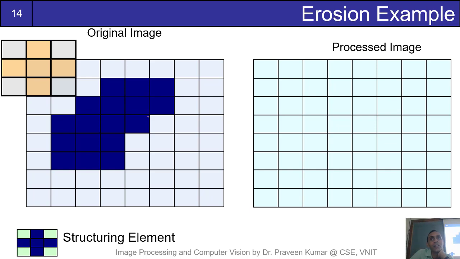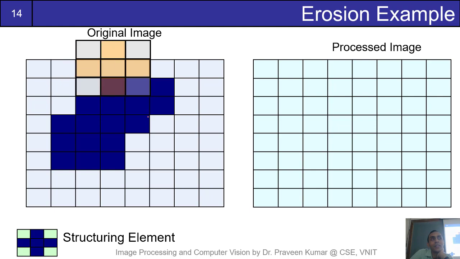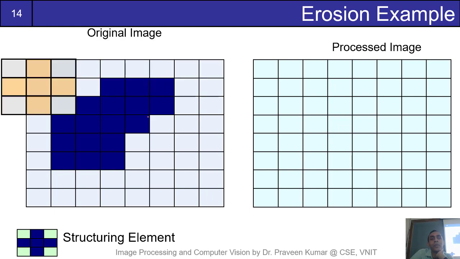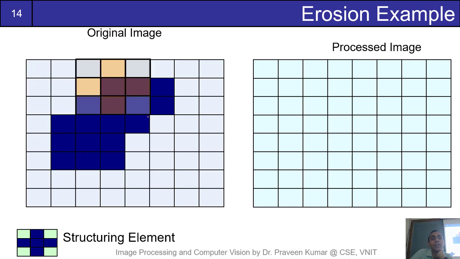So at this location, no. This location, no. This location, how many are shaded? Yes, so it's hitting, but for the erosion operation we have to consider only fit. So it does not fit. So all these locations will be 0. Where will it be 1? Will this location be 1? No. So all these locations will be 0.